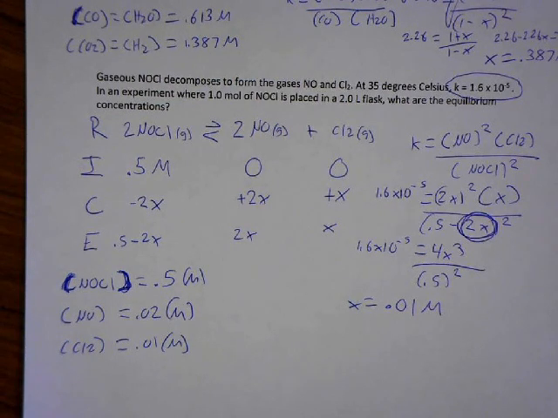So, if it's a small k and you're subtracting an x on the bottom, it's 0. If the x is on the top, you cannot make it 0. That's it. That's the chapter.